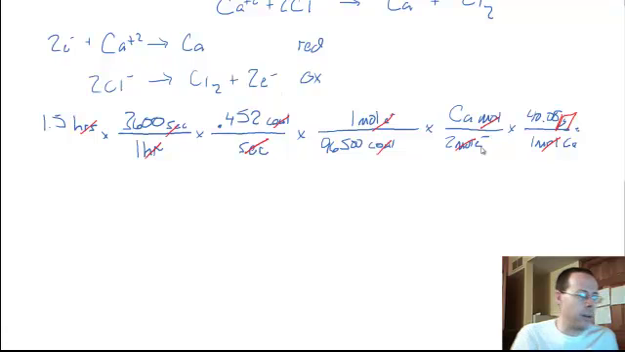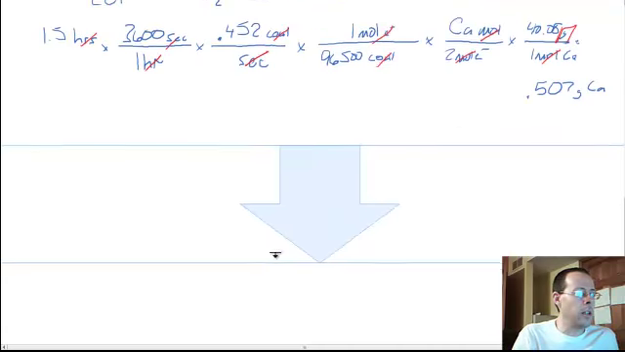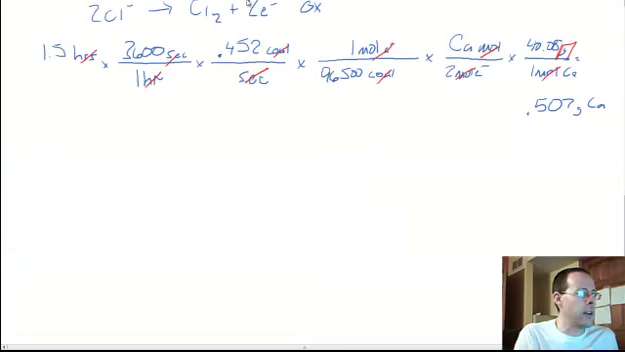And if we do that math, we're going to find out that we can produce 0.507 grams of calcium in an hour and a half's time. Alright, same thing for chlorine. Let's leave our chlorine reaction up there at the top, and here we go.